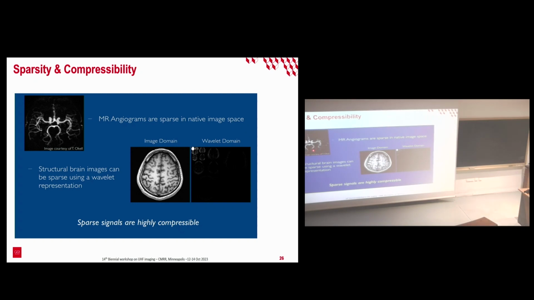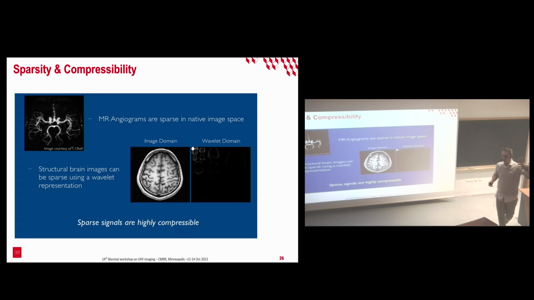Sparsity means that basically you could represent your image by a few non-zero coefficients. So in MRI, the only case, to the best of my knowledge, where I can do that natively in the image space is angiography, because the image is almost dark, or almost zero, everywhere, except for the vasculature. Okay, but in general, our brain image is not sparse in the image domain.